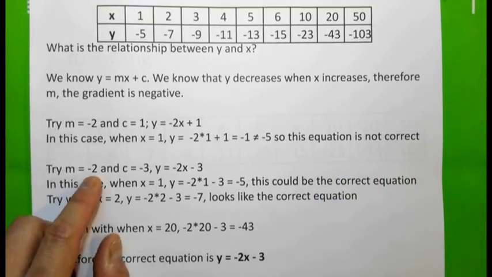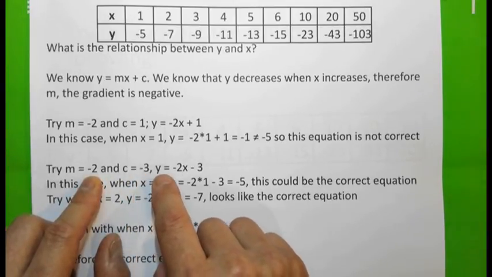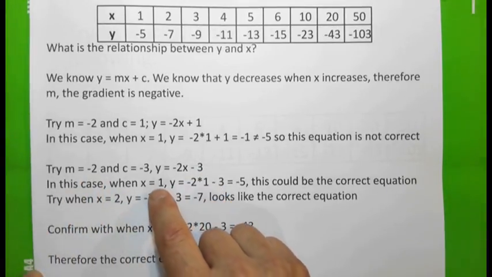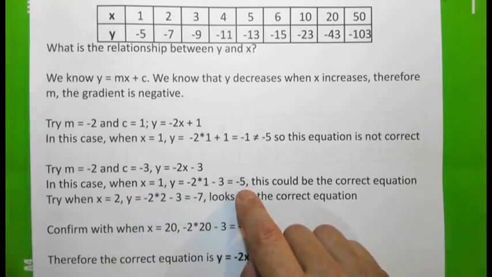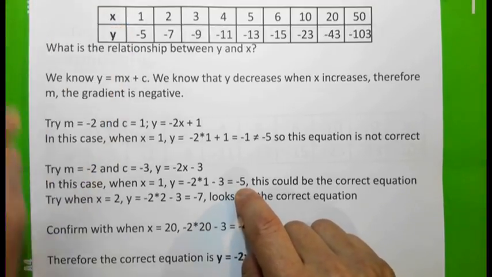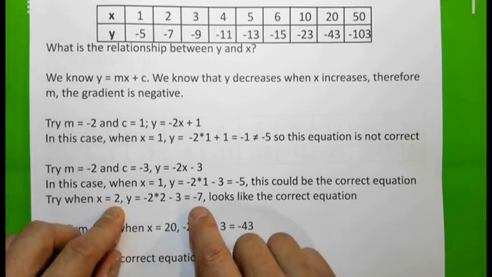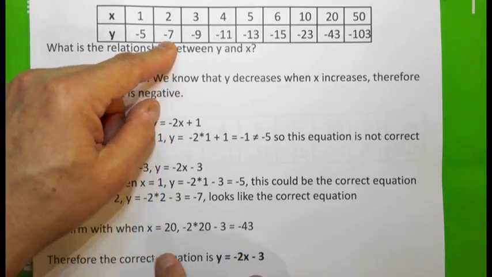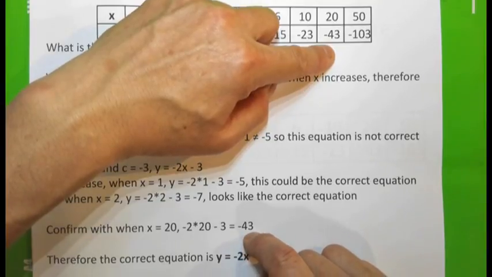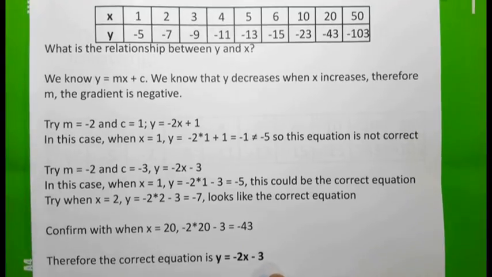Let's try again. Minus 2 is m and c is minus 3. The equation is now y equals minus 2x minus 3. So substituting x equals 1, y is minus 5. That is good actually. We can get the same answer. Let's try with 2 and 20. When x is 2, y is minus 7, promising, and confirm it with when x is 20, y is minus 43. Therefore, the correct equation is y equals minus 2x minus 3.